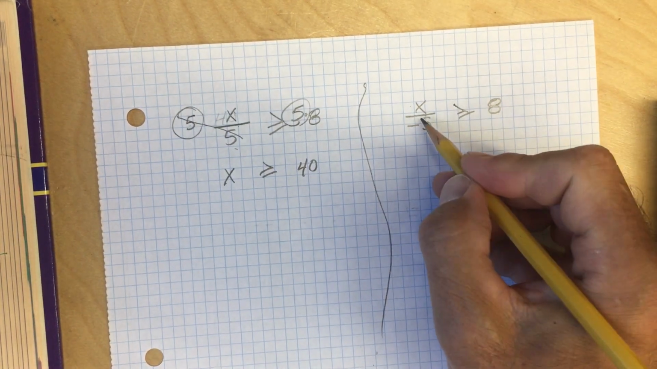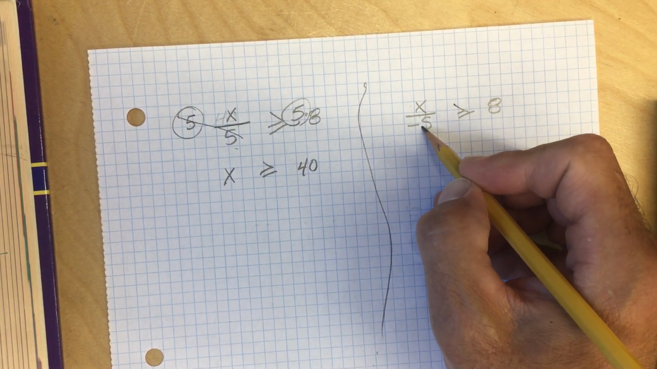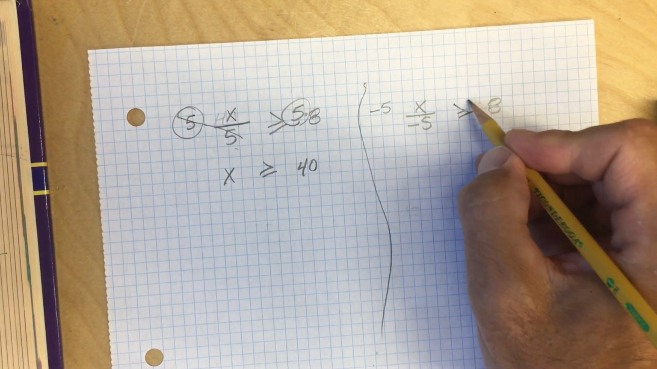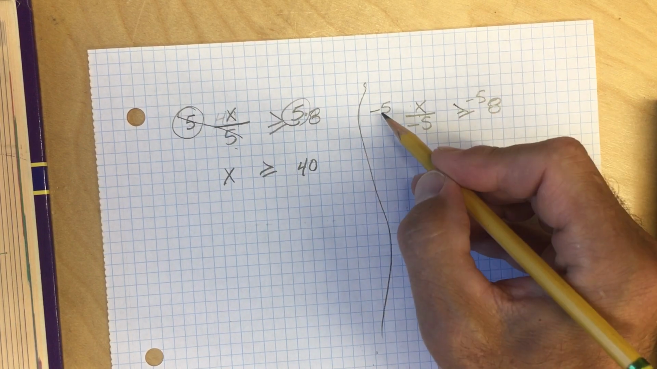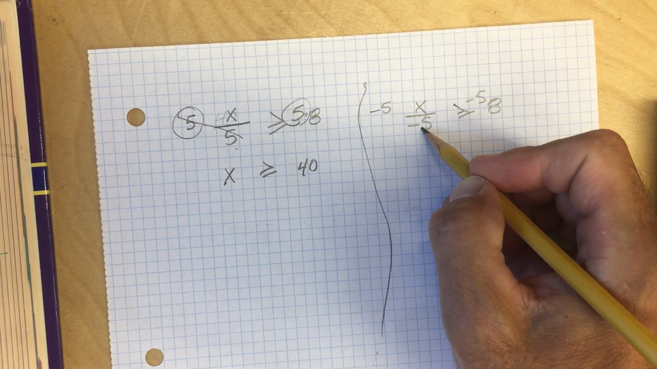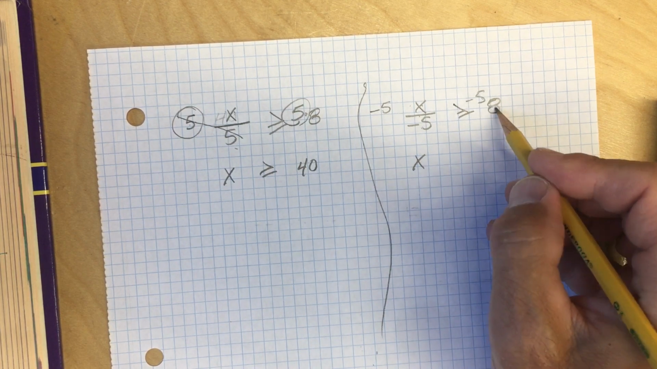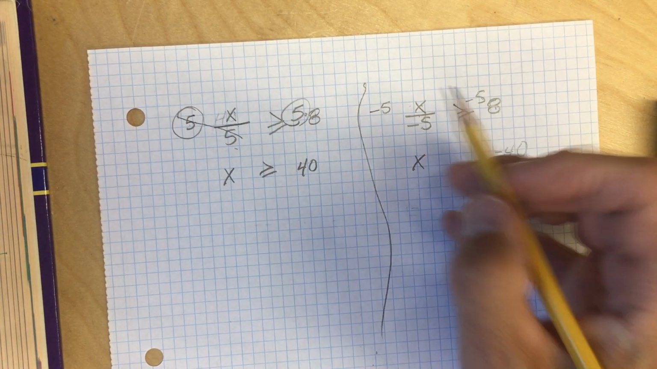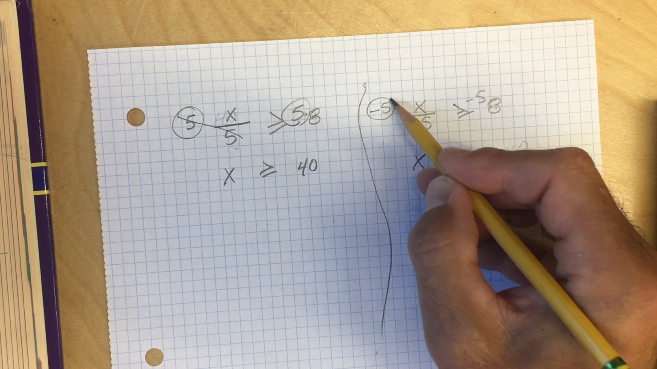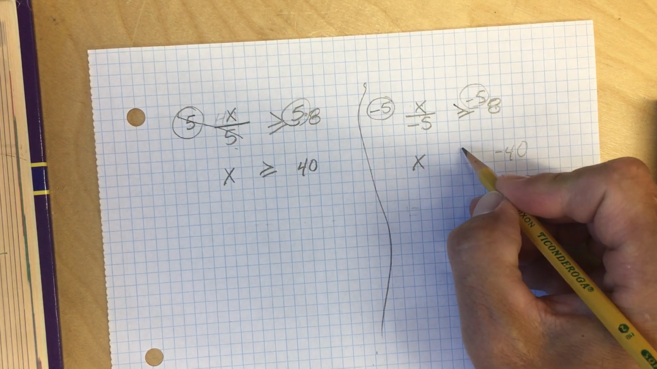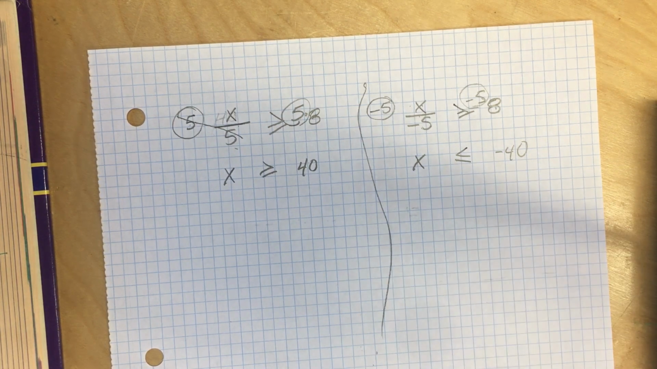Let's look at this one. We are dividing by a negative 5. We want to multiply by negative 5. Negative 5 divided by negative 5 is positive 1 times x is x, and that's negative 40. But here's the key. We had to multiply both sides by a negative, and so you have to switch the direction of the inequality. Okay? That's the trick.